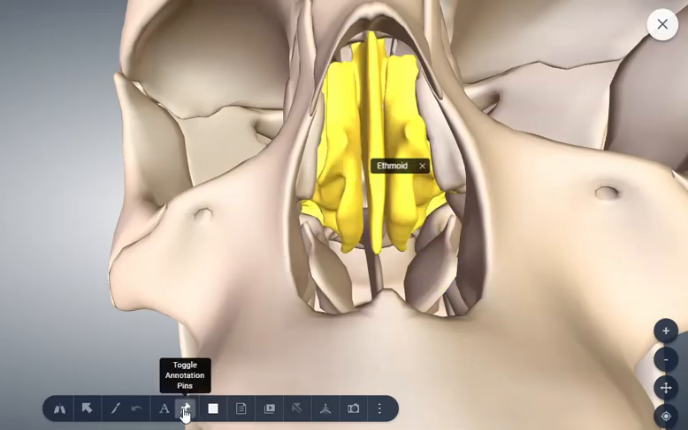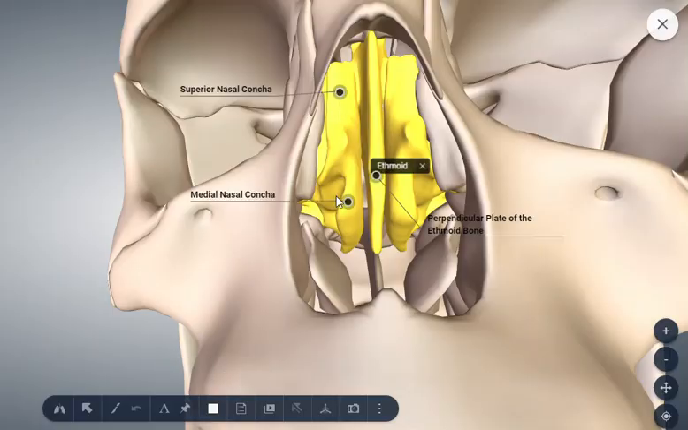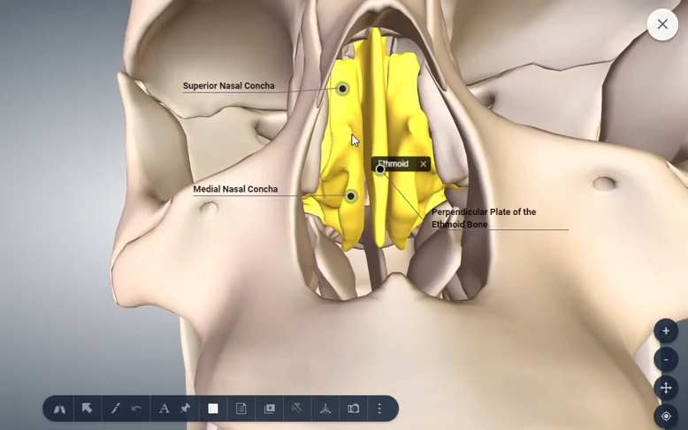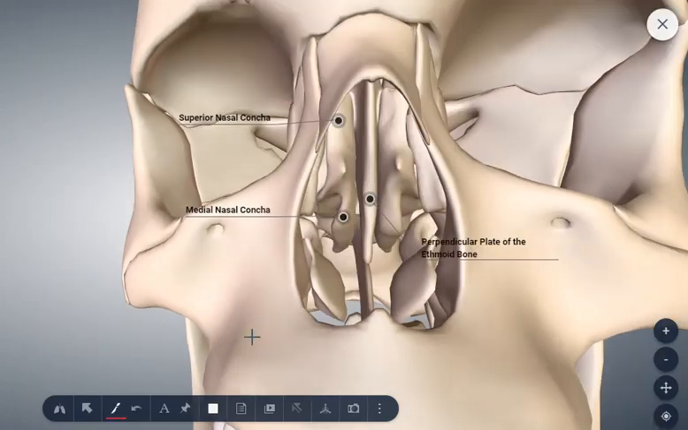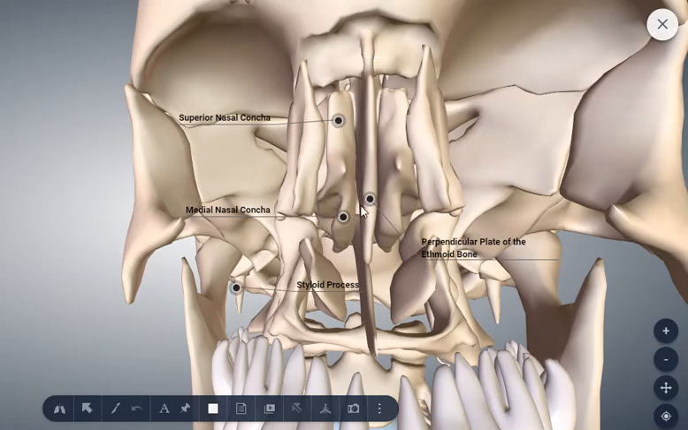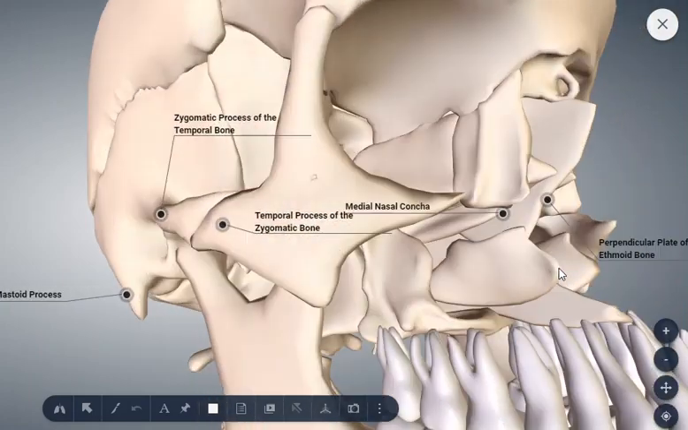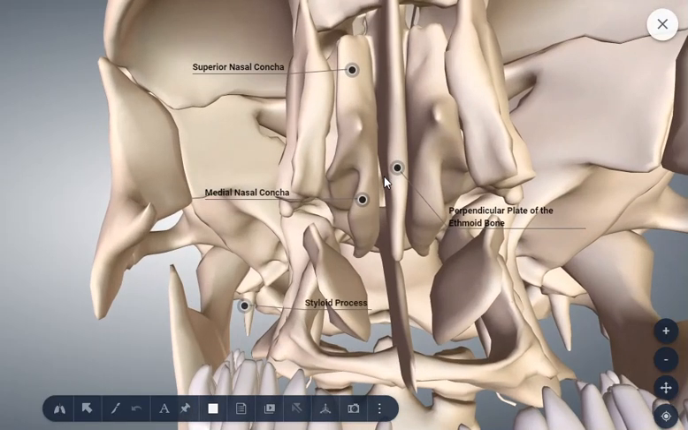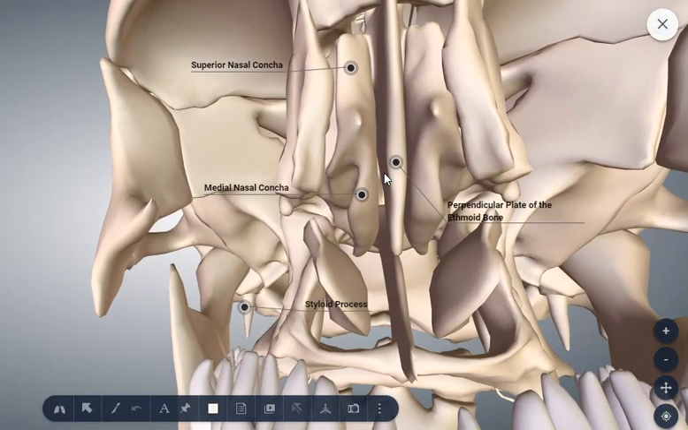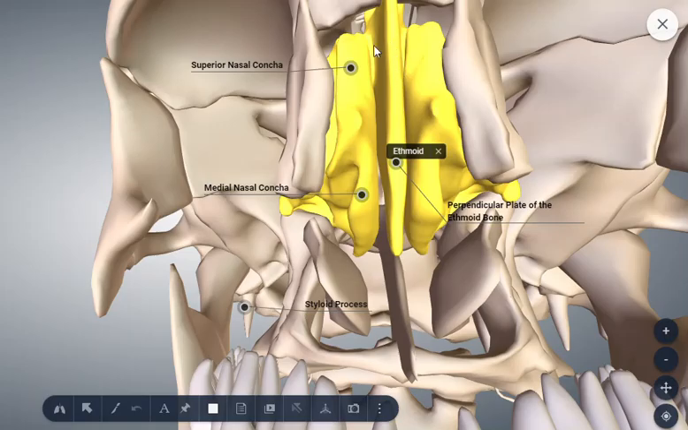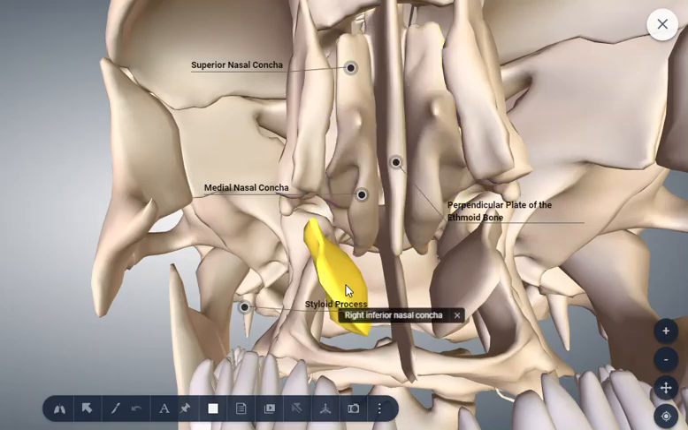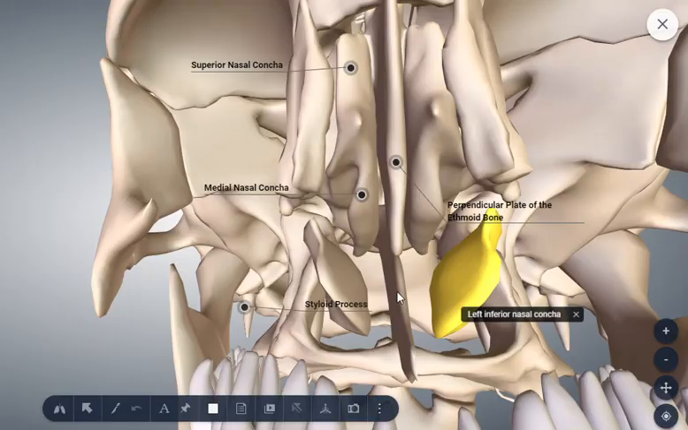But you will see here that you will find as well a middle nasal concha and a superior nasal concha, which in this case, these two are part of the ethmoid bone. If we remove the maxillary bone and the nasal bone, you can have a much better look at the ethmoid and the vomer, the perpendicular plate, the middle, the superior, and the inferior, right and left nasal concha.